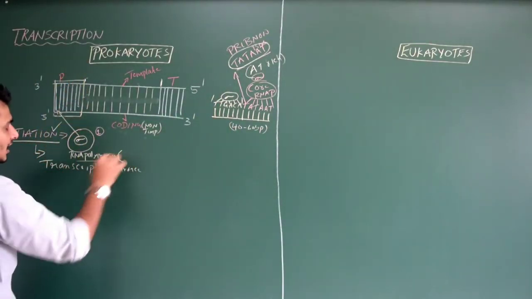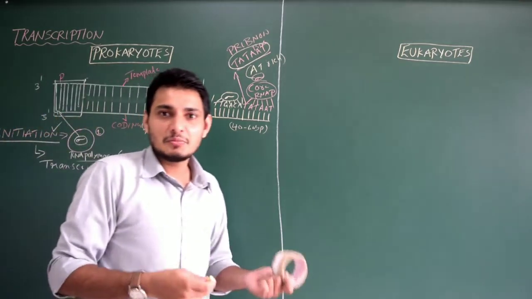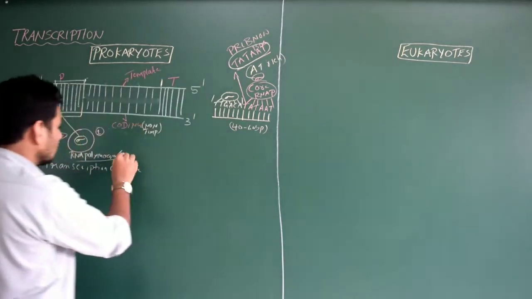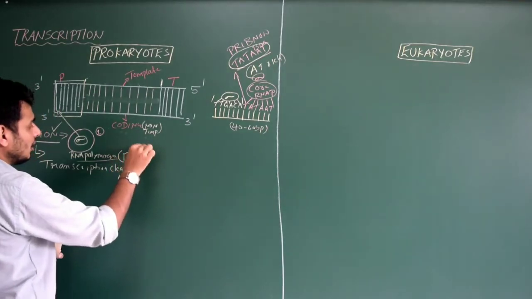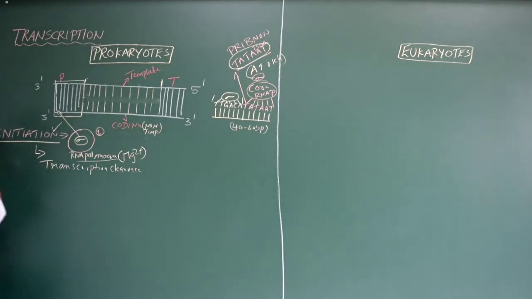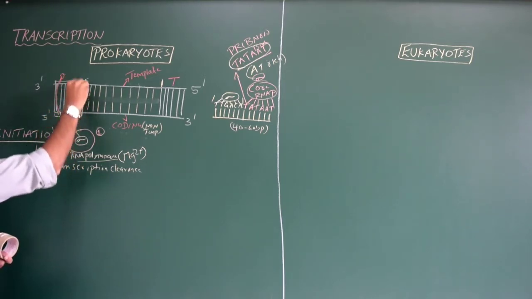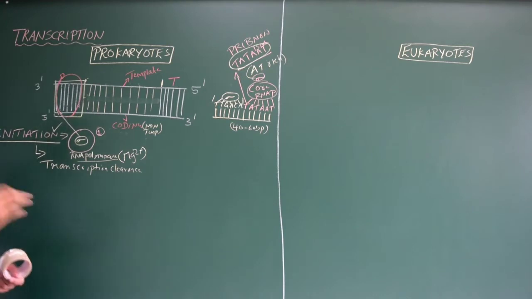For the RNA polymerase to work, they need a cofactor, that is magnesium. I think I have mentioned it in my previous session, I don't remember. Okay, so the first step is done. We'll go to the second step. Now I use a red color here. So RNA polymerase is already attached. Initiation is done. Next is elongation.